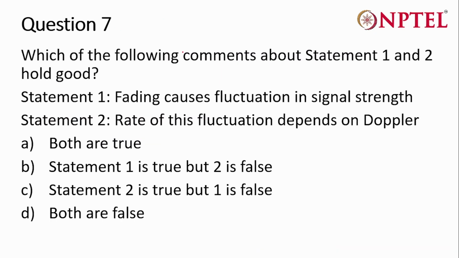Which of the following comments about statement 1 and 2 hold good? It's about fading. Statement 1 is fading causes fluctuation in your signal strength. Statement 2 is the rate of this fluctuation depends upon Doppler. So whether both are true, or statement 1 is true and 2 is false, which of the following options is correct?